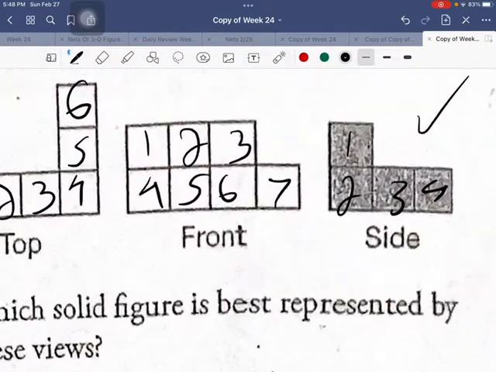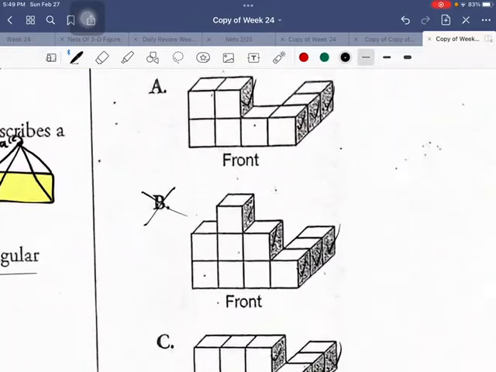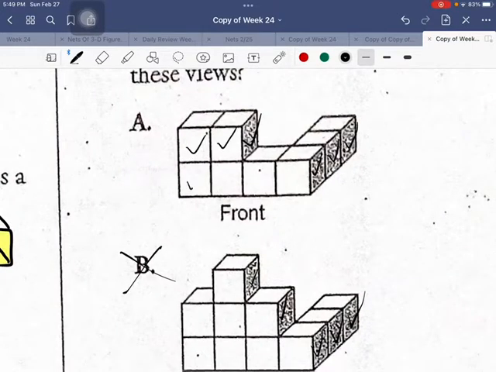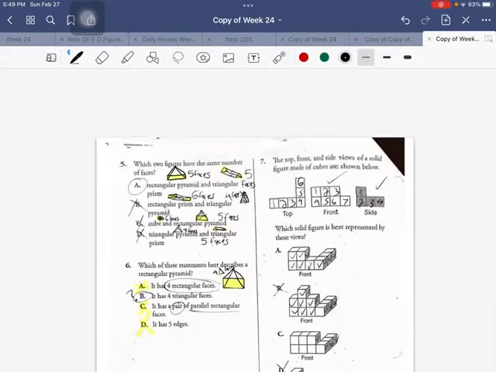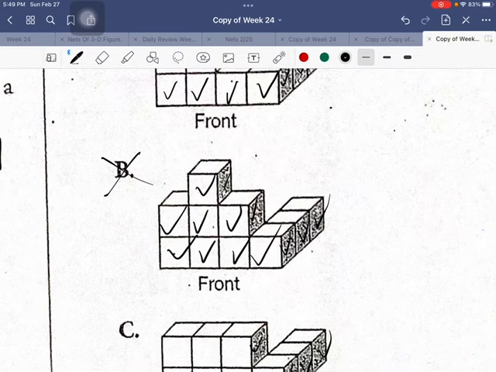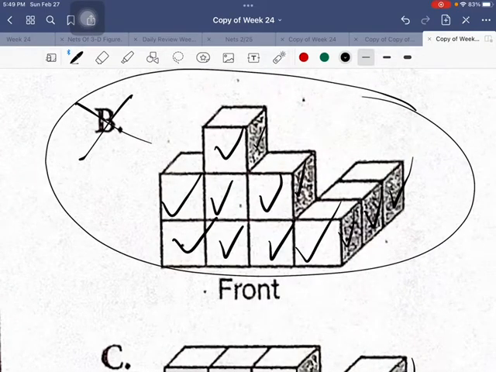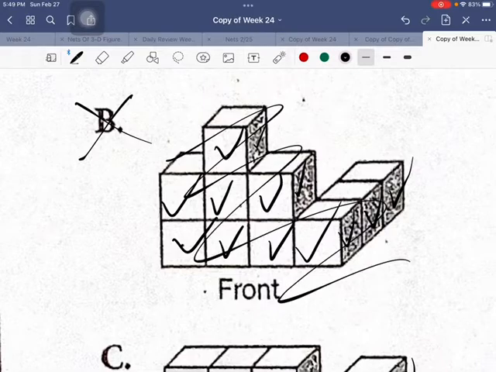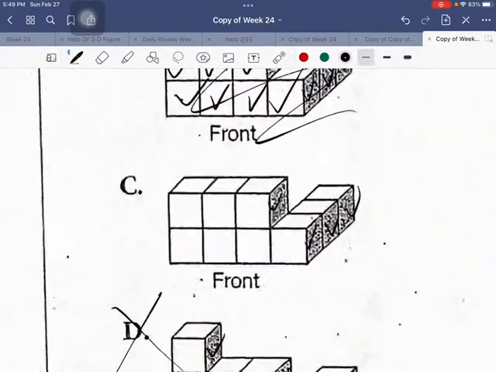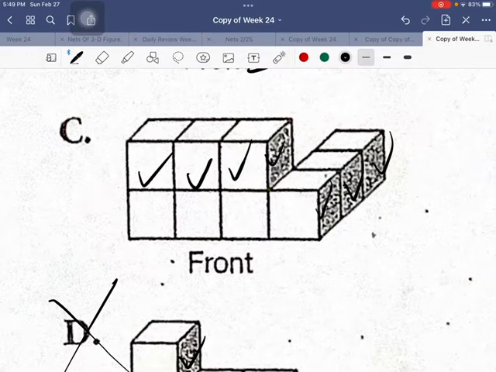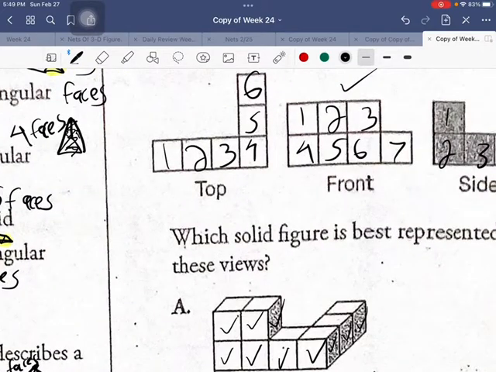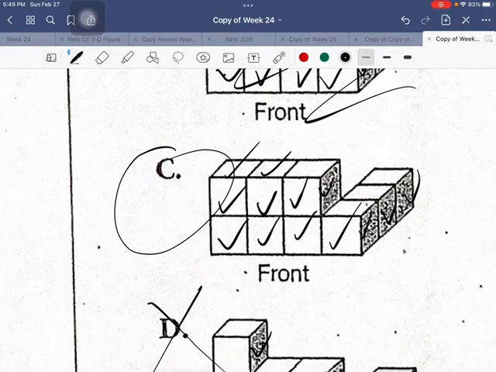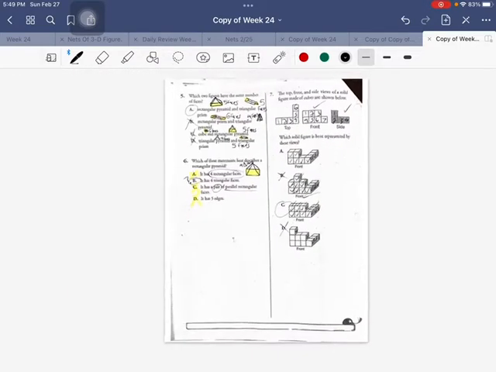Vamos a checar. The front should have 7. A ver, 1, 2, 3, 4, 5, 6. 1, 2, 3, 4, 5, 6, 7, and 8. I was like, wait, what? This is wrong. But yeah, we already crossed this out. Sorry about that. This is wrong. We're looking for 7. Number C. A ver, vamos a checar. 1, 2, 3, 4, 5, 6, 7. Yep. And just to check, the top should have 6. 1, 2, 3, 4, 5, 6. Perfect.